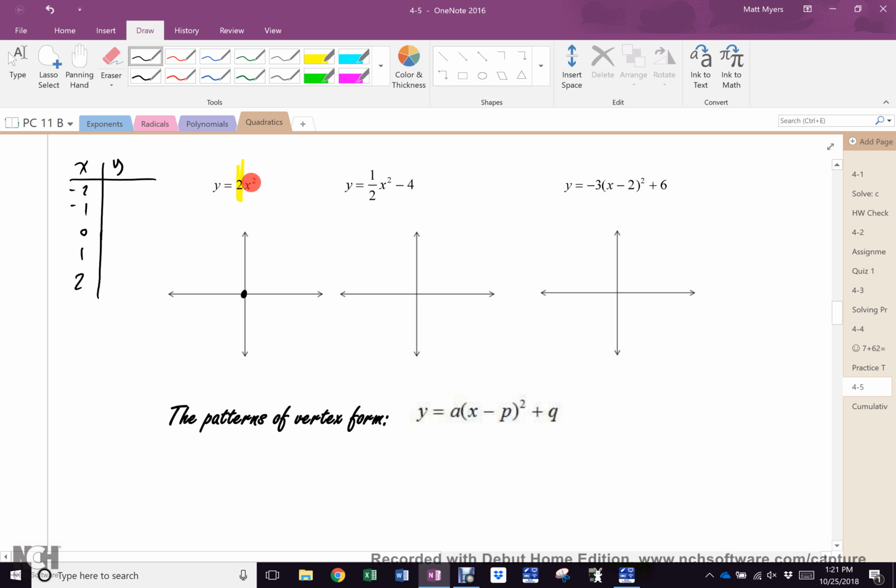What is -2 squared? 4. What is 4 times 2? 8. Excellent. What is -1 squared? 1. What is 1 times 2? 2. Excellent. What is 0 squared times 2? 0. What is 1 squared, 1 times 2? 2. What is 2 squared, 4 times 2? 8. And I draw my parabola. 0, 0. Over 1, up 2.